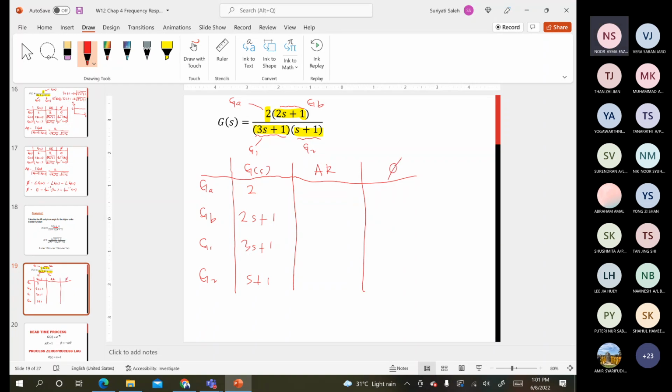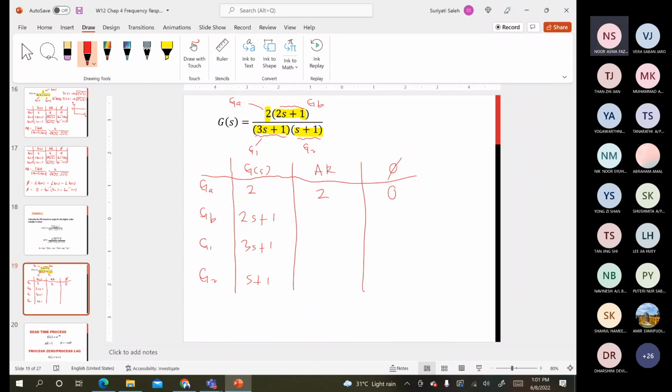So again, I just repeat for your understanding. If you have a number, when you convert into amplitude ratio, it's still a number. Whatever the number you have, you convert into AR, amplitude ratio, it still represents the number because the number represents the ratio. But for the angle, it becomes 0 because this represents the flat line. So that means there is no angle over the number.